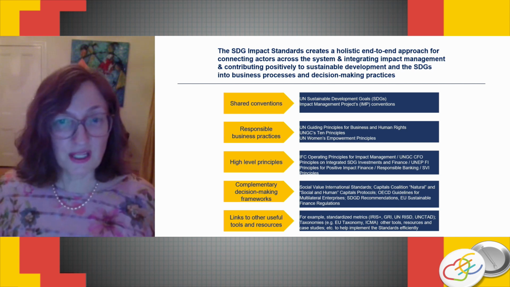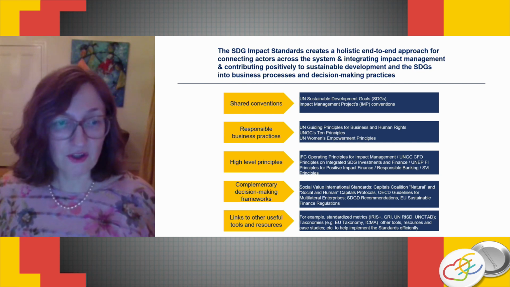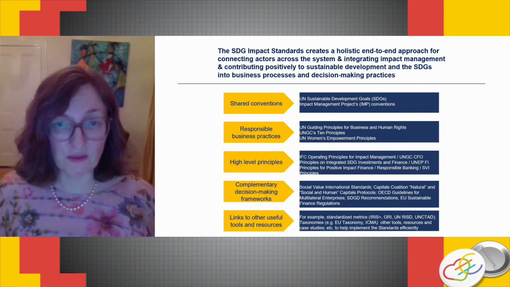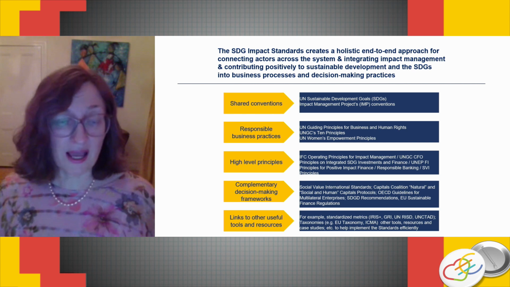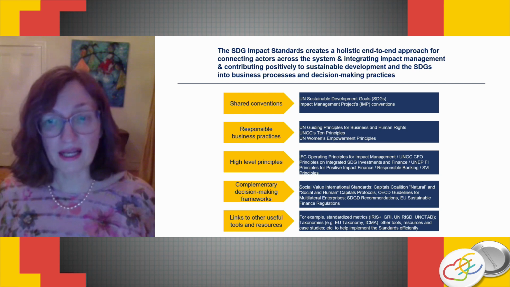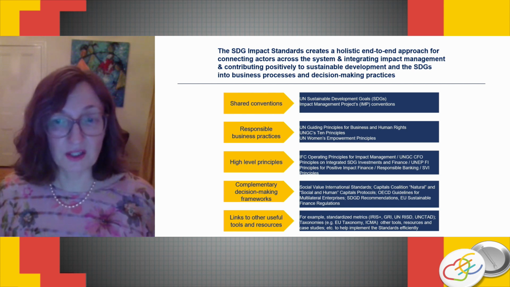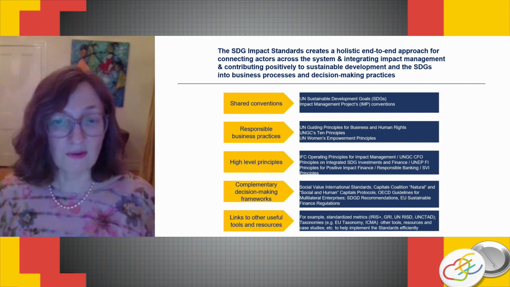In the design of the standards, we took into account a lot of things that were already in existence, and rather than try and replicate good work that was already there, really look to actually just point to that in terms of the standards and the guidance that we're currently focusing on. So the standards embed the Sustainable Development Goals and IMP's ABC impact classifications as the language for impact. We've incorporated the UN guiding principles for business and human rights and others in terms of defining the responsible business practices.